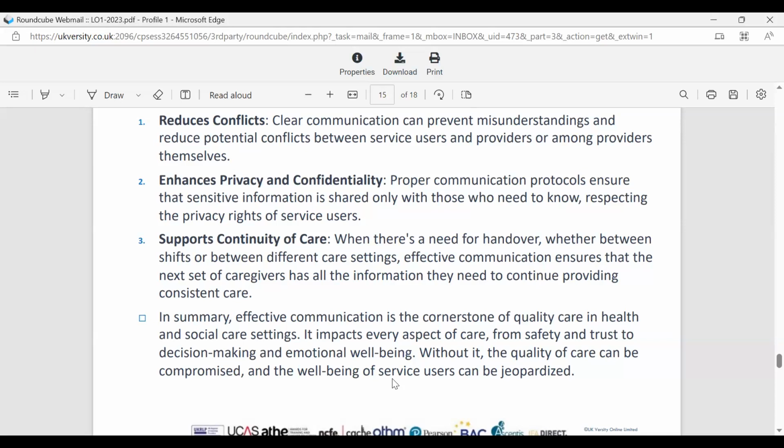So in summary, effective communication is a cornerstone of quality care in health and social care settings. It impacts every aspect of care, from safety and trust to decision-making and emotional well-being. Without it, the quality of care can be compromised and the well-being of service users can be jeopardized. Good communication skills have a positive effect on health outcomes.